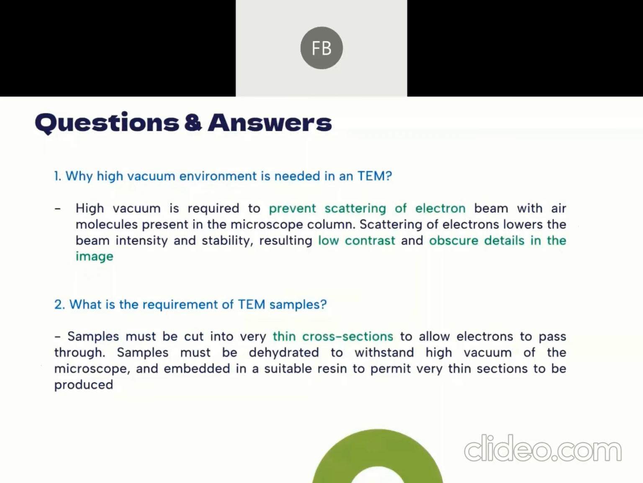Coming to questions and answers, the first question is why a high vacuum environment is needed in the TEM. High vacuum is required to prevent the scattering of the electron beam with the air molecules present. Scattering of electrons will lower the beam intensity and stability, hence resulting in low contrast and obscuring the details in the image produced.